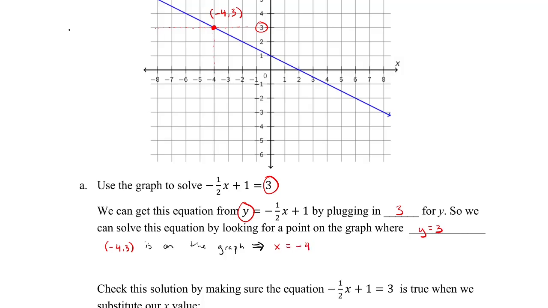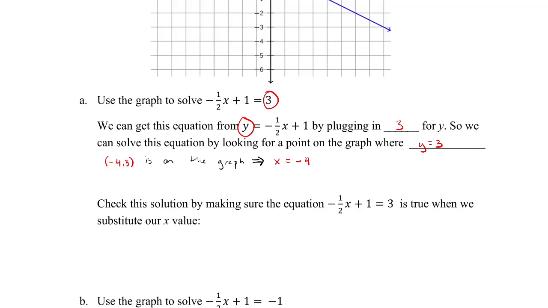And we can check that that really works in our equation. We can check that it's really true that negative a half times negative 4 plus 1. Well, negative a half times negative 4 is 2. 2 plus 1 really does give us 3.